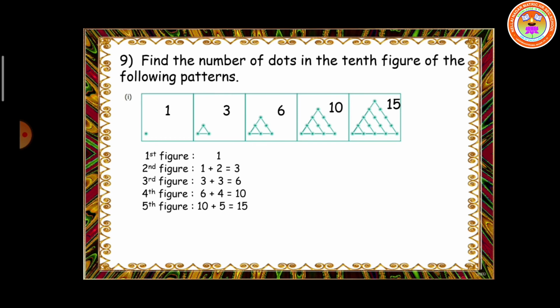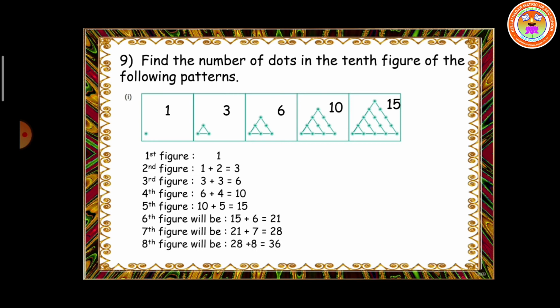Continuously coming. We want to find out what is the sixth figure. Sixth figure will be 15 plus, after 5 comes 6, is equal to 21. Seventh figure will be 21 plus 7 is equal to 28. Eighth figure will be 28 plus 8 is equal to 36. Ninth figure will be 36 plus 9 is equal to 45.